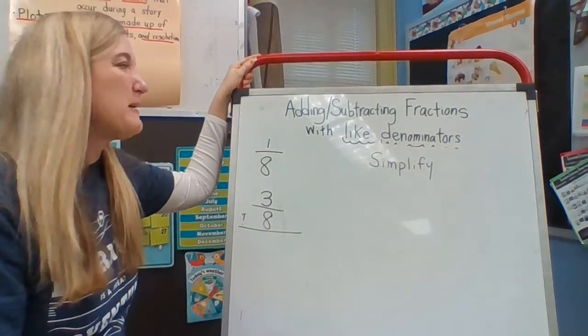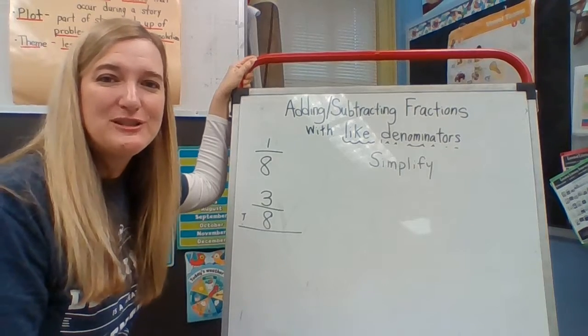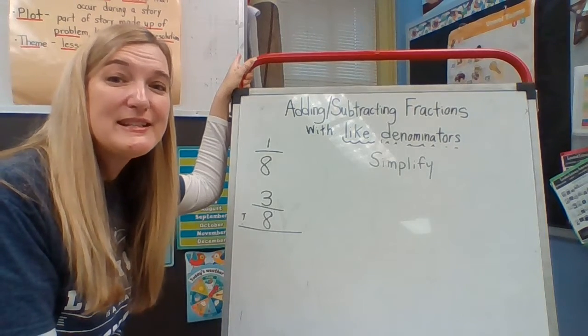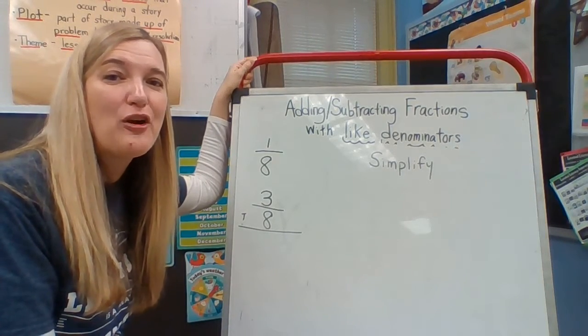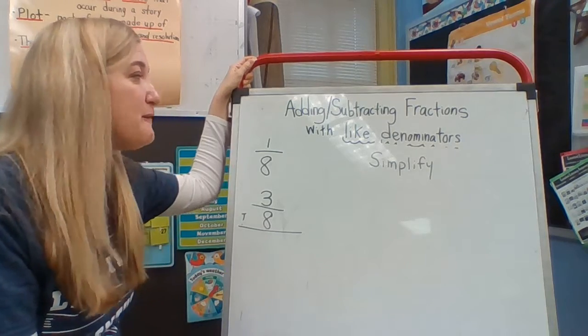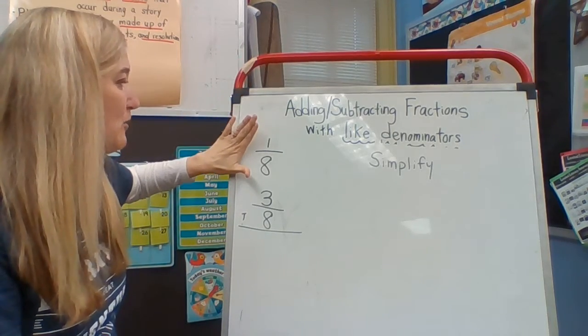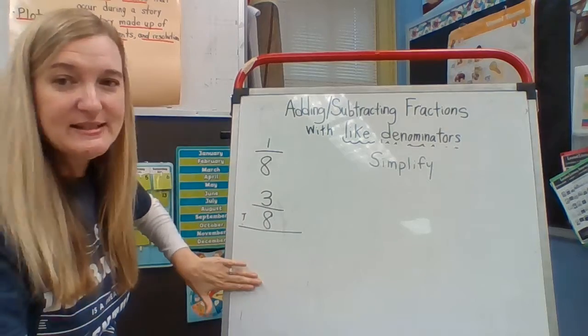Hi friends, today we're going to be working on adding and subtracting fractions with like denominators. And like denominators are denominators that are the same. So the first thing you need to do, we're going to be adding 1/8 plus 3/8 to get a sum.